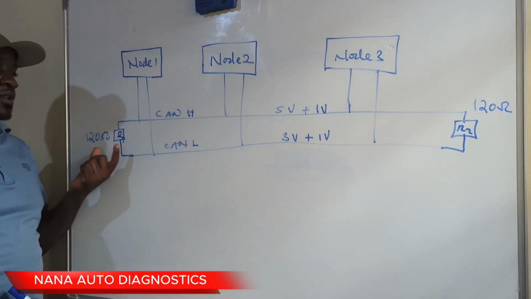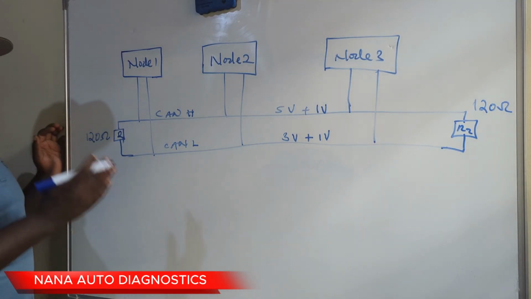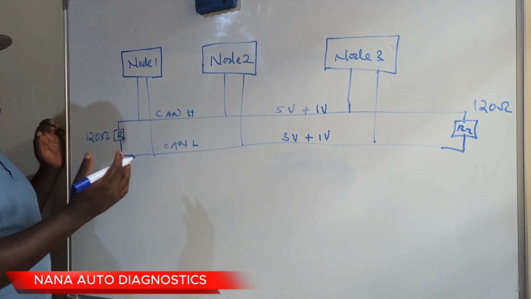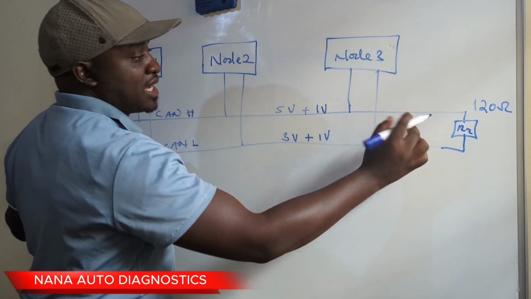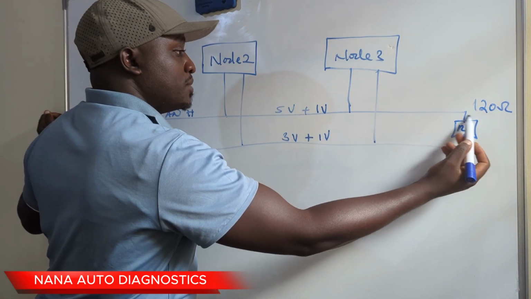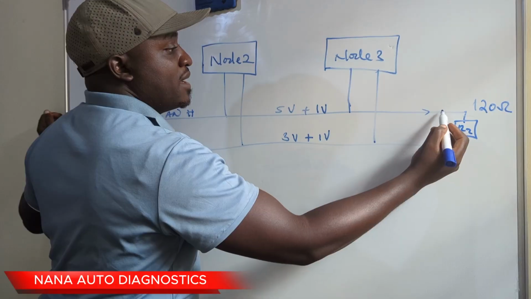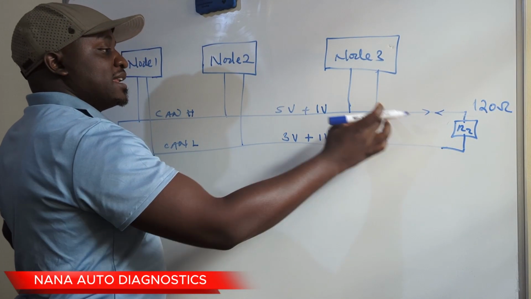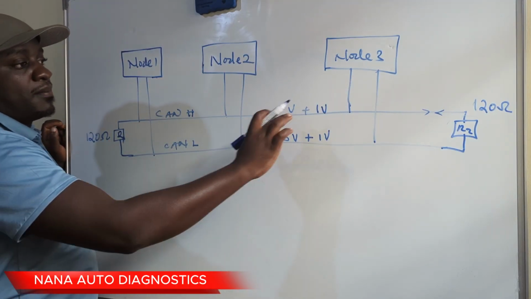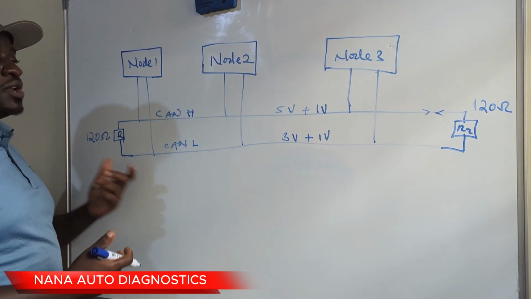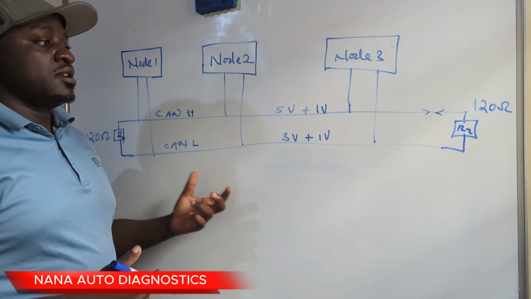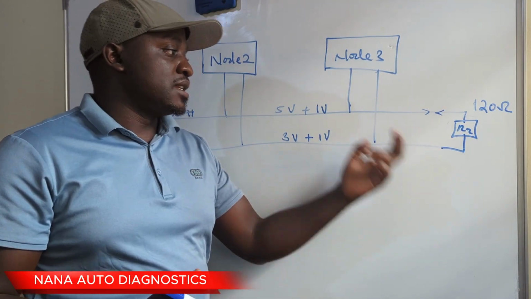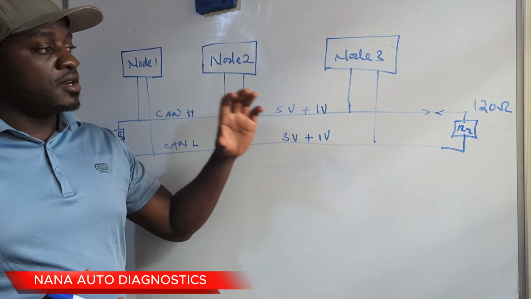Now, what is the use of these resistors? The main use of these resistors is to prevent signal reflection. In other words, whenever we have signals being transmitted along these lines, if they are not absorbed by any resistors, they will be reflected back. And once they are reflected back, they're going to interfere with the actual data that is being transmitted on the bus, and that will result in communication errors on the bus. So the main importance of these terminal resistors is to prevent signal reflection on the bus.